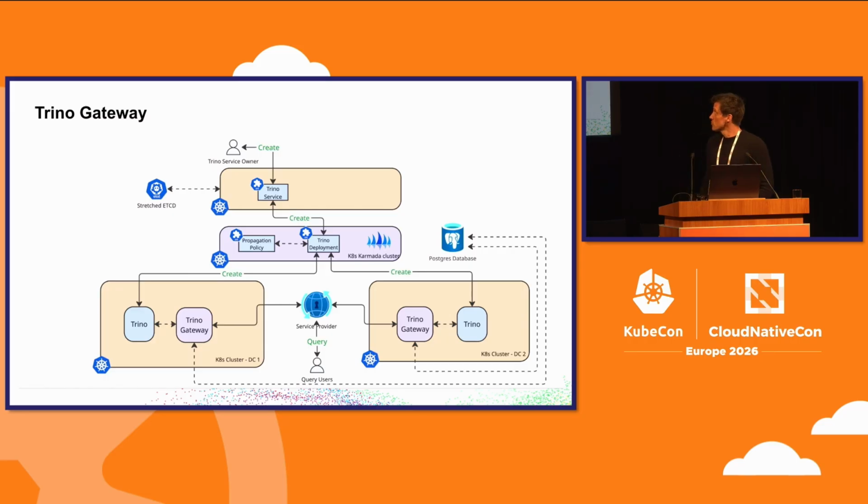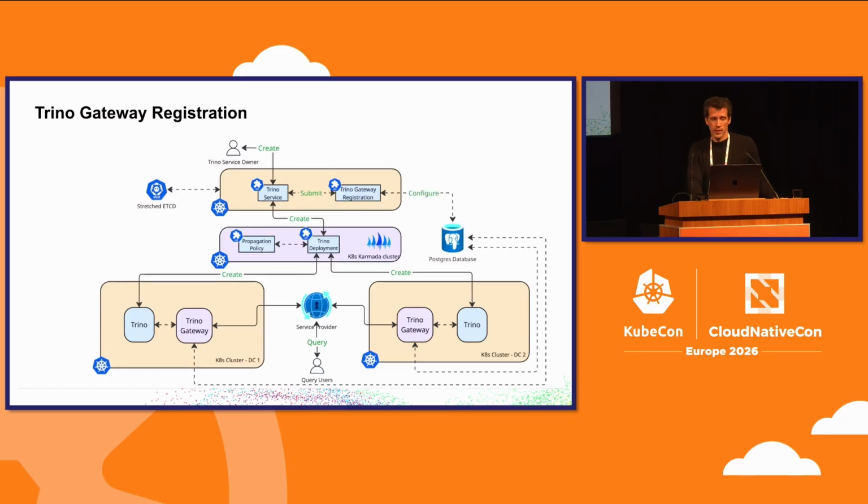When a Trino service is created and its pods come up healthy, the Trino service controller will create a Trino registration CR. This tells the gateway, hey, I'm a new backend, and here's my address. This registration is stored in the backend database that configures the gateway, so the Trino gateway pod can access it and start routing queries to it.